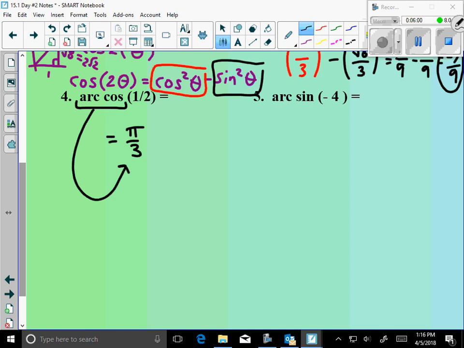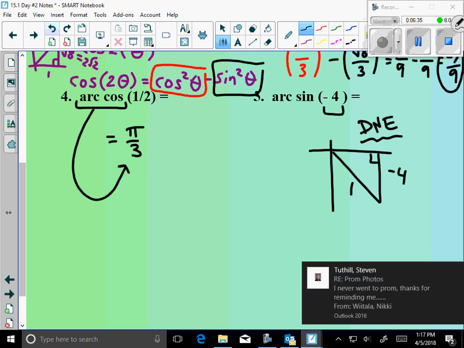So here's the snipe, if you didn't catch it or not. Did anybody get an answer for this? For number 5? It doesn't exist. Here's why. I draw the triangle, well, arc sine is negative in the 4th quadrant. What's wrong with that picture? The hypotenuse cannot be shorter than one of the legs. Done. Doesn't exist.